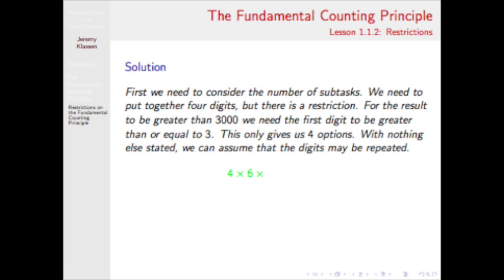Now, because the question doesn't state otherwise, we can assume that we can repeat the digits. Thus, we're going to have 6 options for each of the remaining 3 digits in this number. The resulting product, 864, should be the total number of values greater than 3,000 that we can make from those digits. But this is not the correct answer.